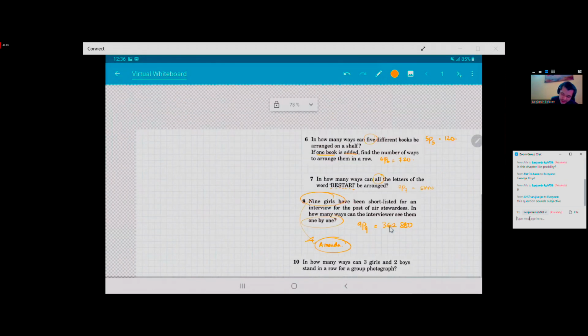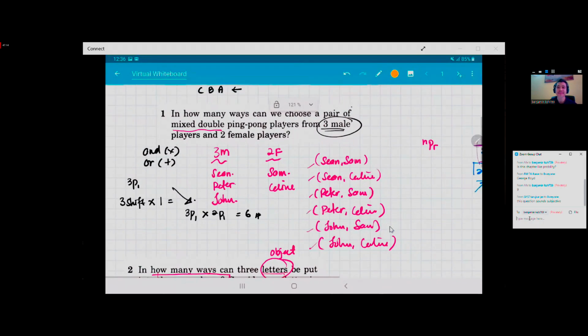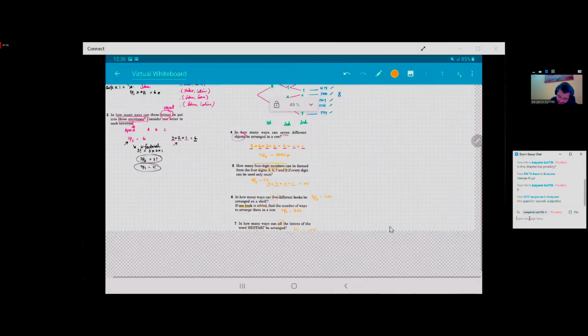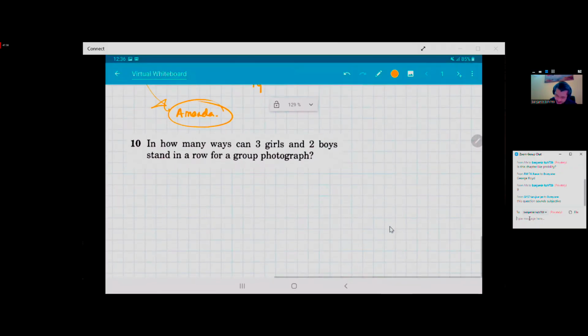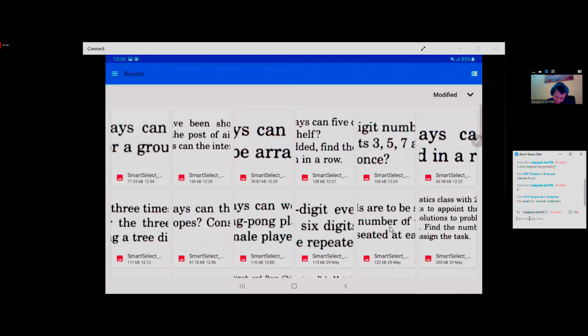Some will say, doesn't this question look like question number 1? Take a look at question number 1. 3 boys, 2 girls. So is it the same as question number 1? Jingwen says no. Okay, why? Is question number 1 the same as question number 10? Now, I'll tell you what. To help you understand that, let's take question number 1 and put it side by side with question number 10. We make a comparison.